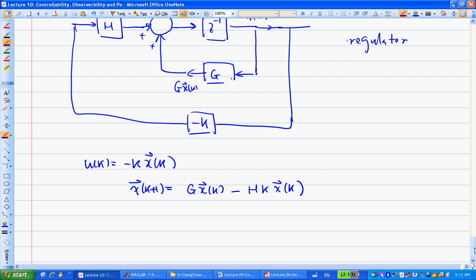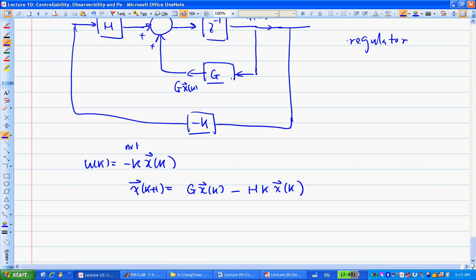So can you tell me what will be the size of the K here before we move on? What will be a proper size of the K, the gain here? We call this a gain matrix or matrix gain. N by 1? Come again? N by 1?